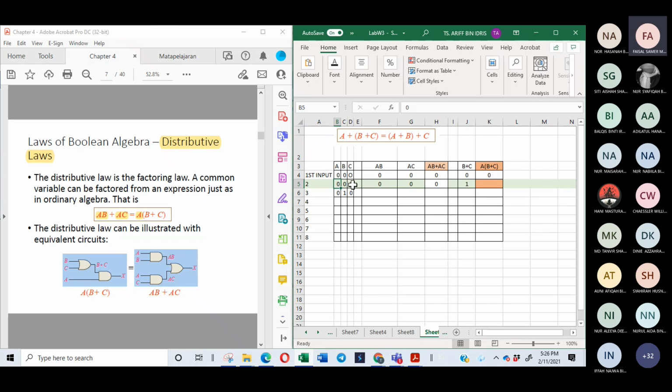Okay, what if you take B plus C and AND with A? A is 0, right? Okay, 0 AND with 1. What is the result? 0. Okay, can you prove this one? Same, right? Okay, AB plus AC is equivalent to A AND with B plus C. Same, right? Am I right? Yes. So this is to prove the distributive law.